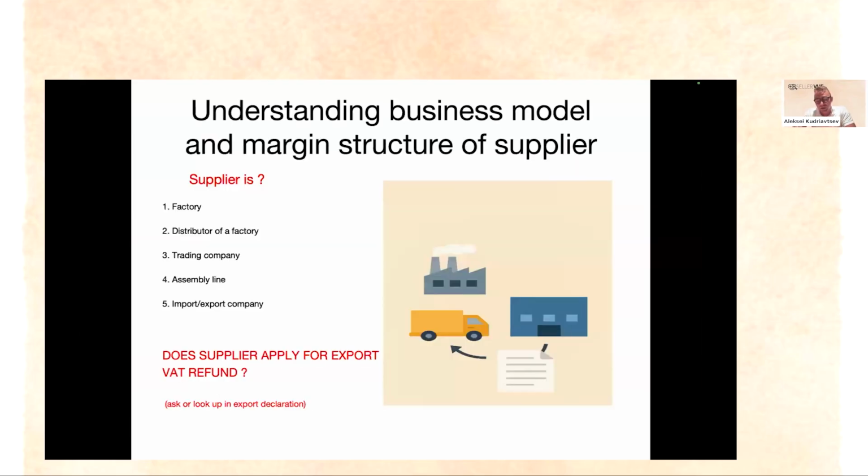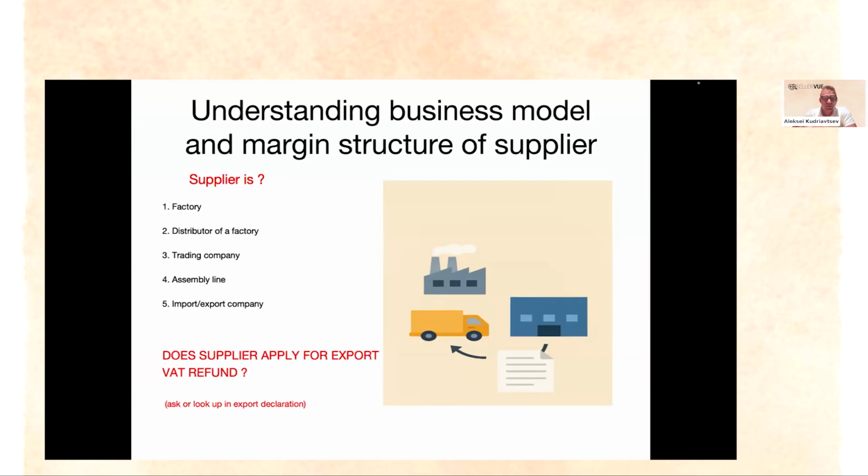Next, understanding the business model of the supplier and the margin structure of a supplier. Let me elaborate a little bit on this one. So a supplier can be a factory, or it can be a full cycle factory, or an assembly line, or a distributor of a factory, or distributor of a group of factories. It can be a trading company. All of these entities can be a good supplier as long as they add value into the project. And understanding what kind of business we're talking to is important to speak the same language with the supplier.